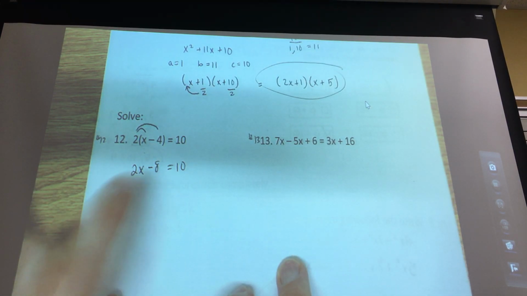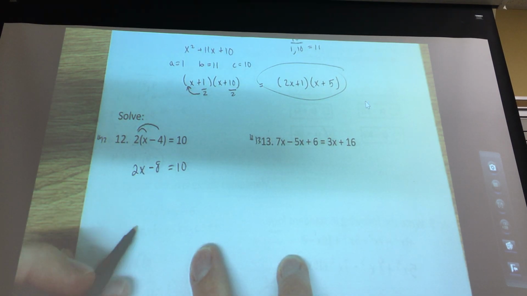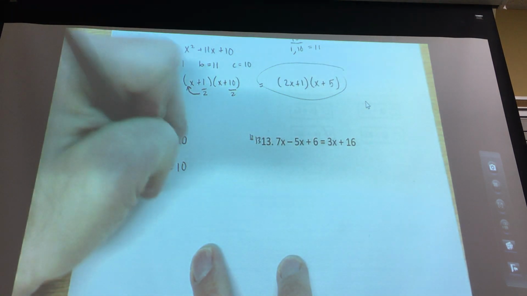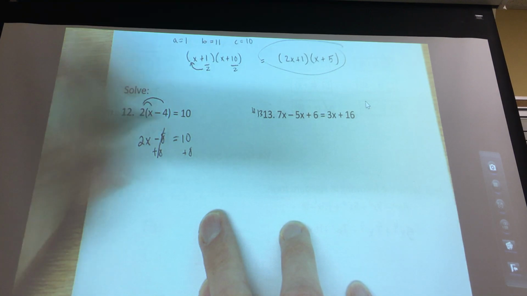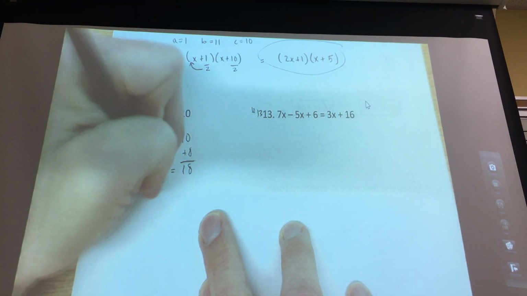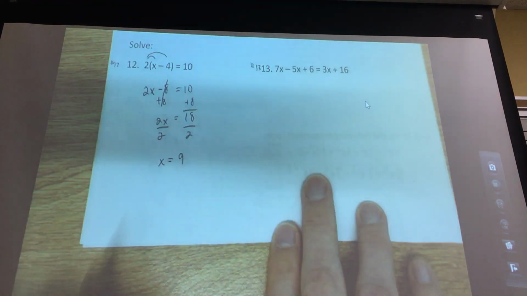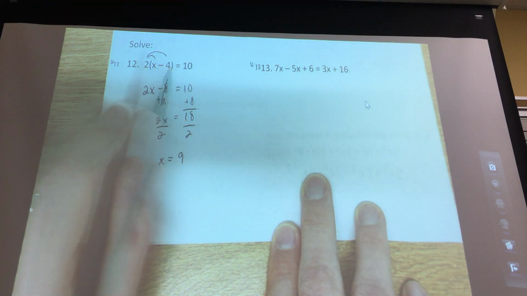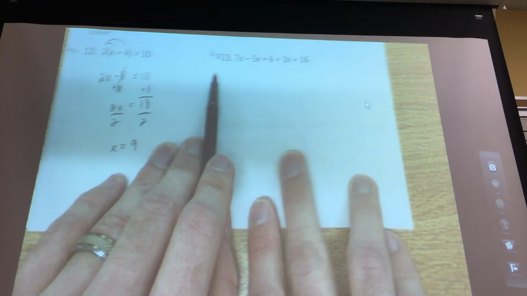Next, you're going to check for variables on both sides, which we do not have. After that, you're going to add or subtract the constant. You do that on the side with the variable. So the constant here is negative 8. So we're going to add 8 to both sides. 10 plus 8 is 18. So we got 2x divided by 2. X equals 9. Okay, so that was simply that. If you substituted 9 back into the original equation, 9 minus 4 is 5. 2 times 5 is 10. So that does work.